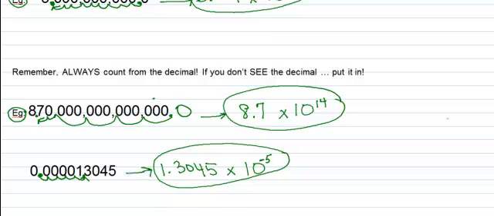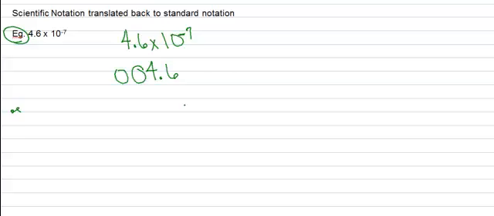Now let's go ahead and translate a number that is in scientific notation back into standard notation. So we've got 4.6 times 10 to the negative 7. So when we're translating back, the first thing I would do is write the number 4.6. Now this negative tells us it's a small number, so the zeros are going to go to the left. I usually just write down 7 zeros, so 3, 4, 5, 6, 7.